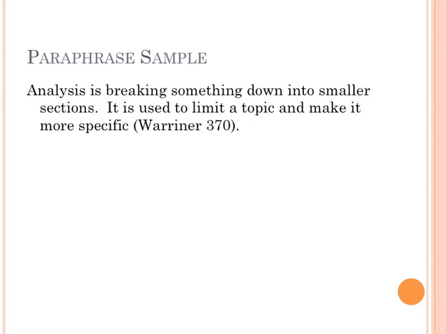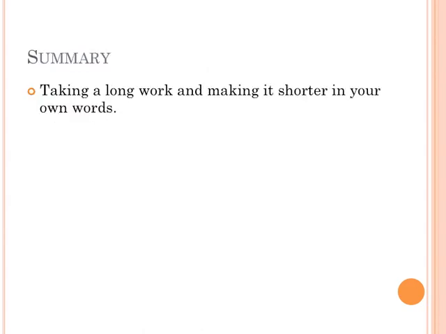Now that you've created your own paraphrase, here's a sample. Analysis is breaking something down into smaller sections. It is used to limit a topic and make it more specific. Note the sentences are basically the same, but I put them in my own words. It's still cited.